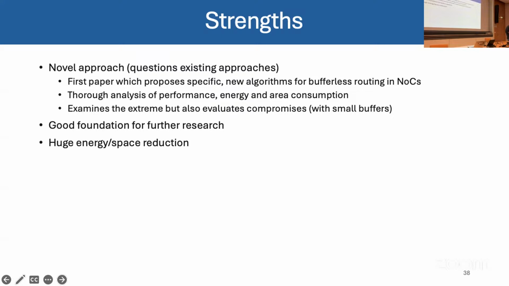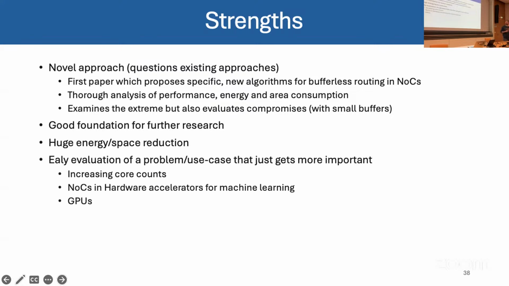Then, in most of the talks we've seen in this seminar so far, there were quite small improvements in metrics, at most several percent. But here we actually have huge energy and space reduction. So yeah, that's a strength. And it's also a kind of early evaluation of a problem use case that just gets more important over time. As you probably all know, the number of cores inside systems just increases because the single core performance doesn't increase that much anymore. Yeah, and also in hardware accelerators, network on chips or NoCs are basically the backbone of the communication between all the different parts.